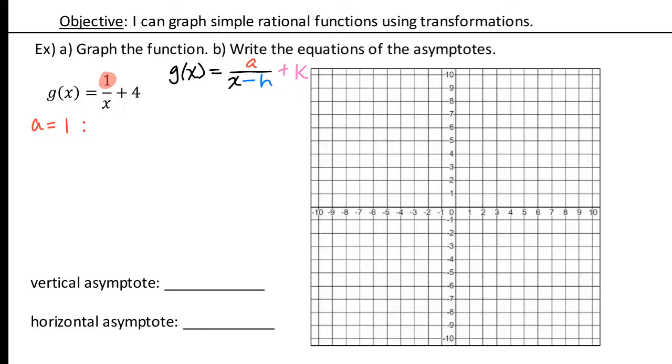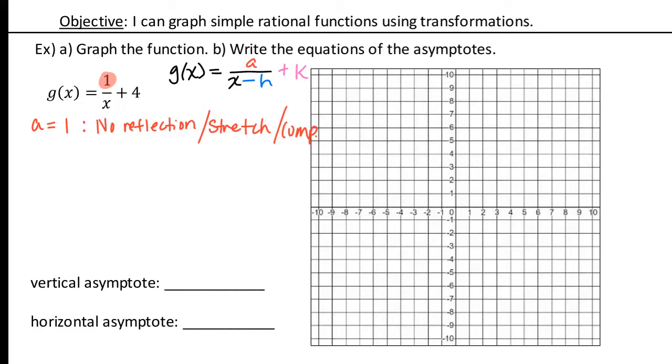And so then I need to figure out, do I have a reflection, do I have a stretch, or a compression? And so because it's positive, I have no reflection. And then I have 1 that's not greater than 1 and not less than 1. So there's also no stretch or compression. Okay? So when a is 1, basically a doesn't really do anything to the graph. There's no stretch, there's no compression, there's no reflection.